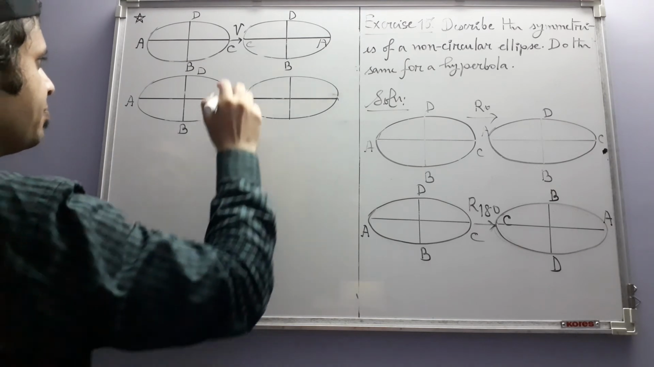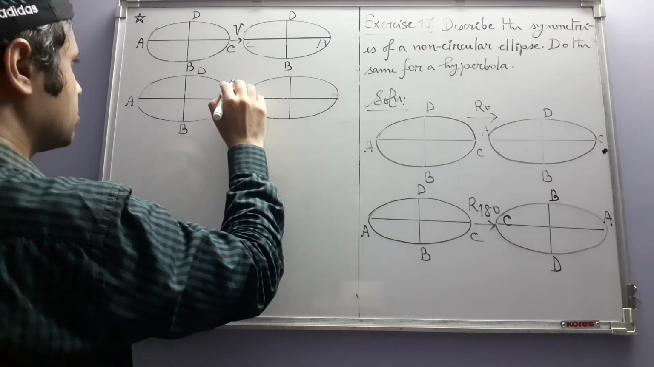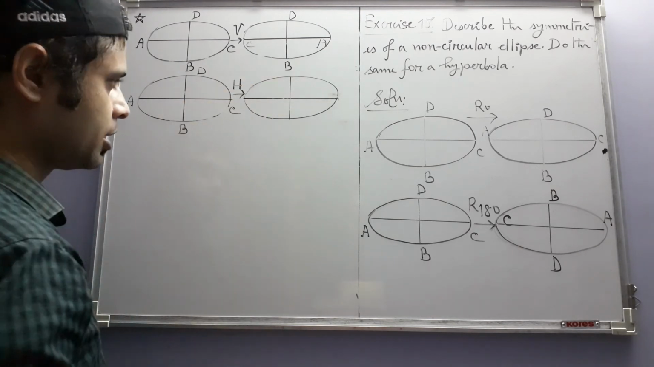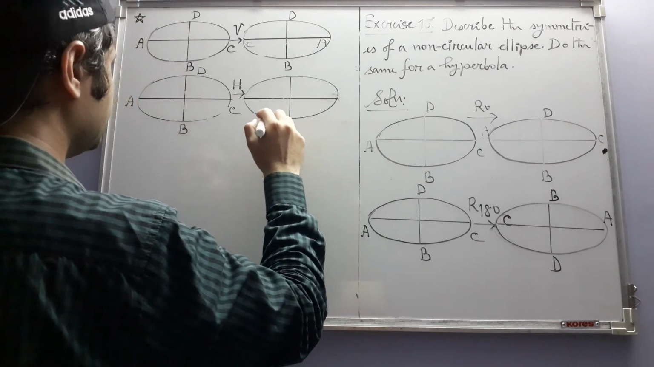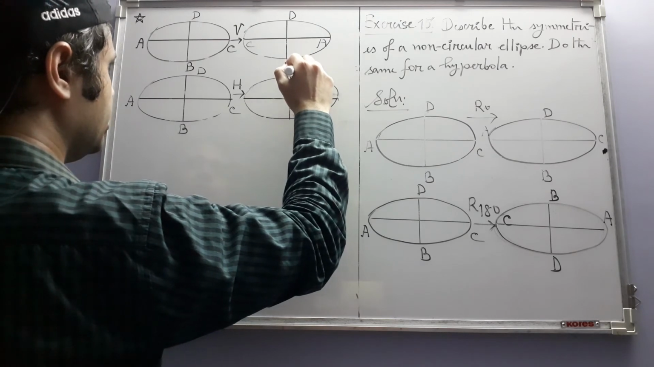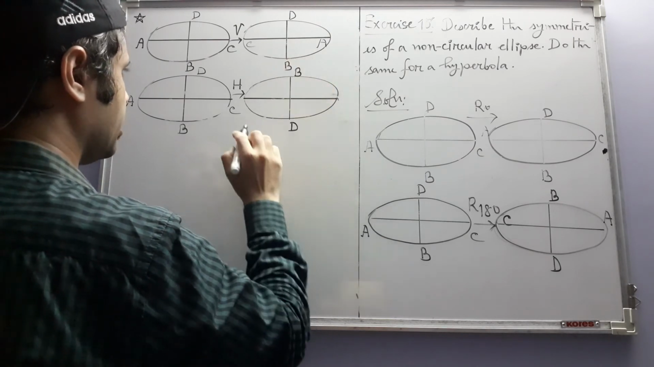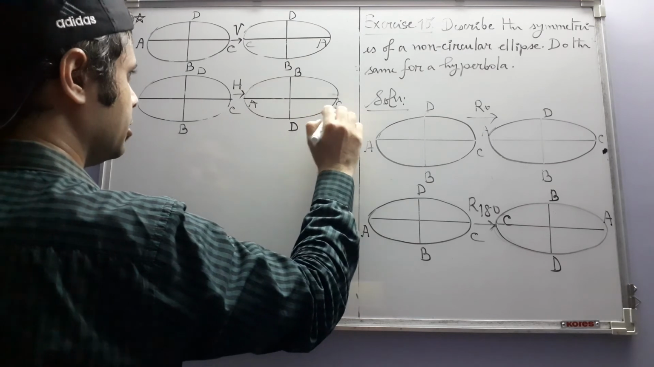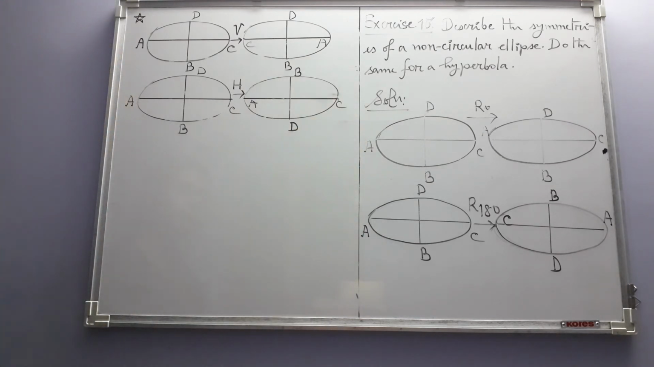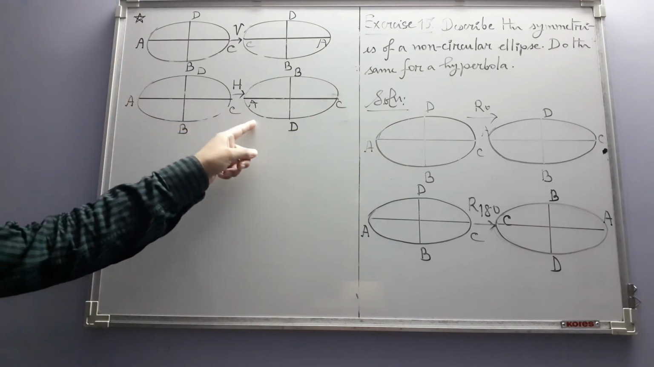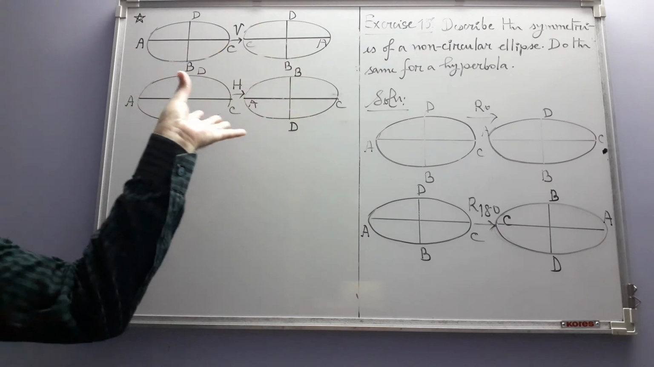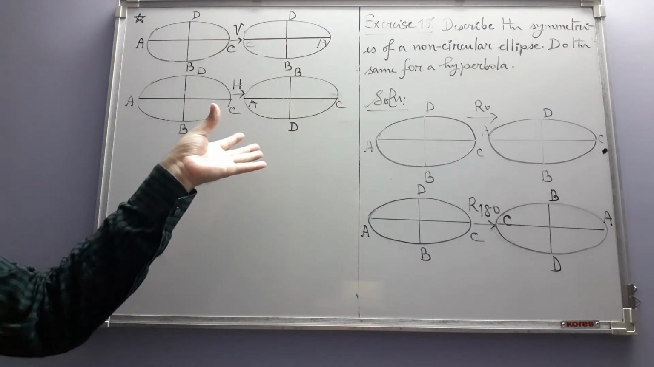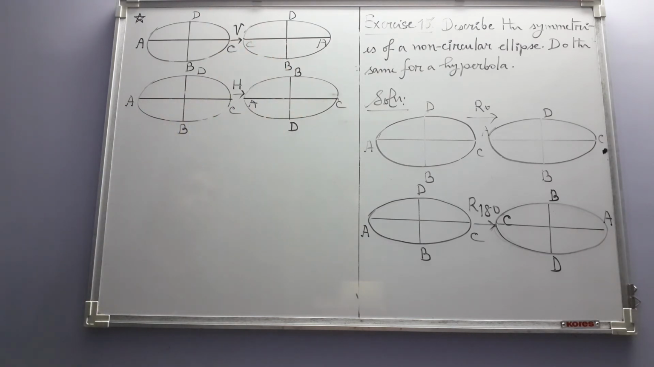And if we perform a horizontal flip about the major axis, then B and D will interchange their positions, A and C will remain unchanged. Note that this same thing is obtained from here by rotating this through an angle of 180 degrees in the counterclockwise direction. So these are all the symmetries.